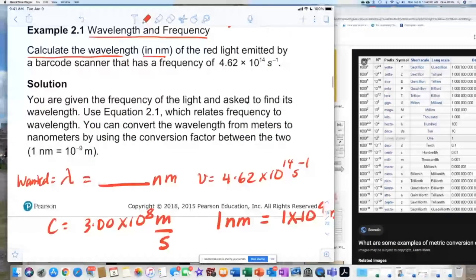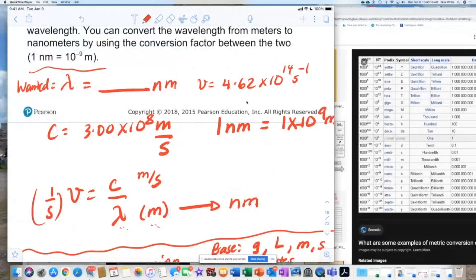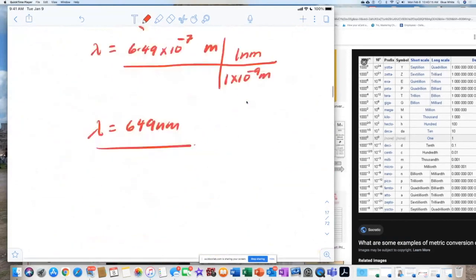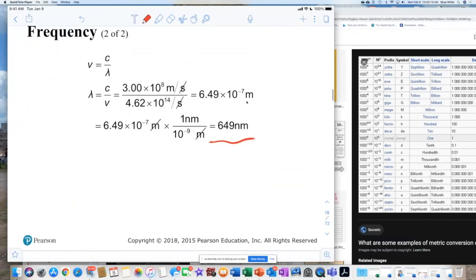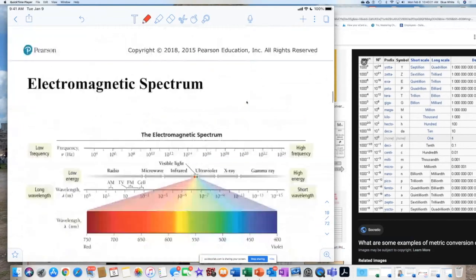Let me see what they got. Oh, they gave you the conversion down here. Anyway, they won't always give it to you. Trust me, they won't. So you want to know how to work this out, and you want to know the conversion. Yeah, I got what they got. You want to know metric conversions, period.